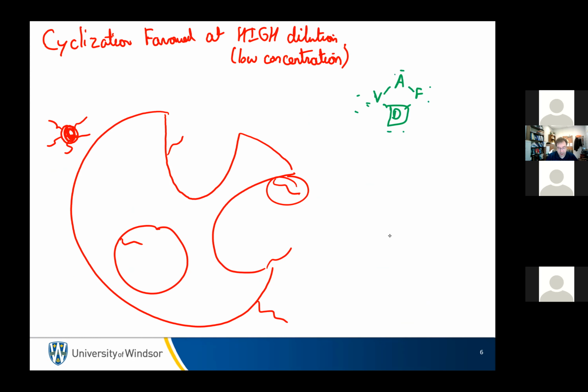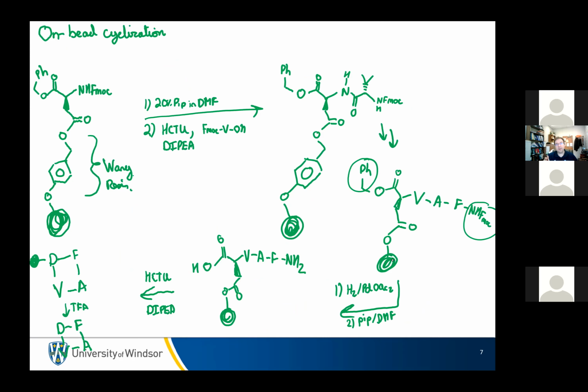The second way is we can use on-bead cyclization. So if we're stuck on a bead, then there's no way for 2 peptide molecules to come together and oligomerize. You don't need to worry about the oligomerization problem because they can't reach each other, because they are stuck on a bead. The problem is this only works if you have a side chain you can immobilize to the bead.